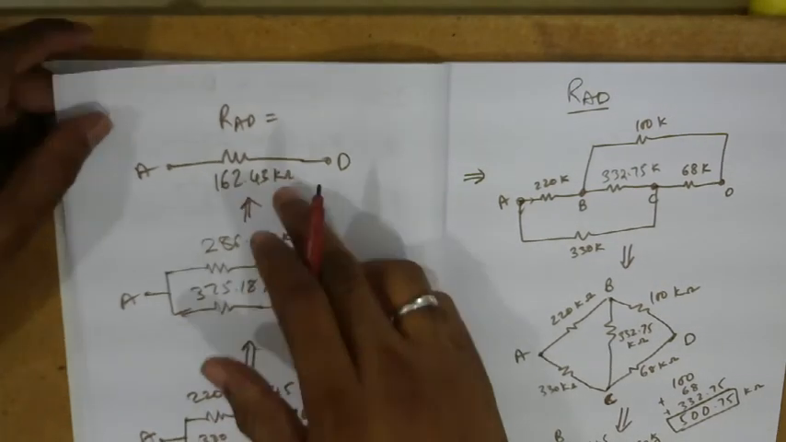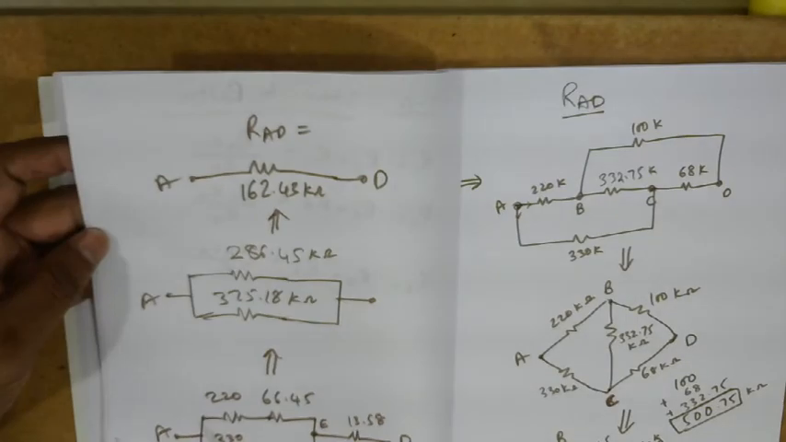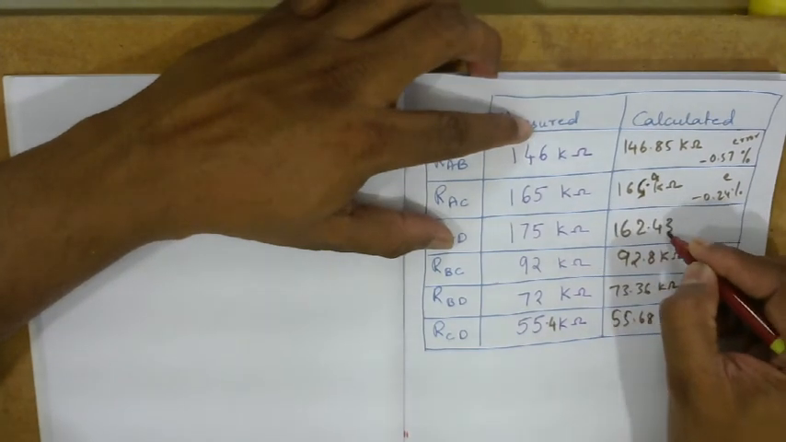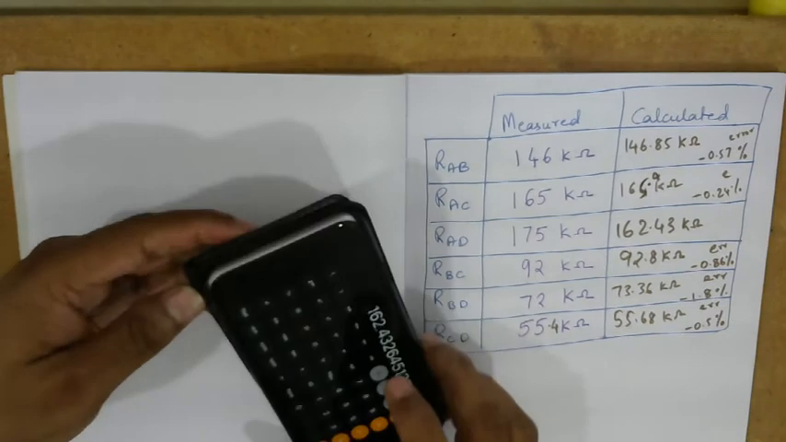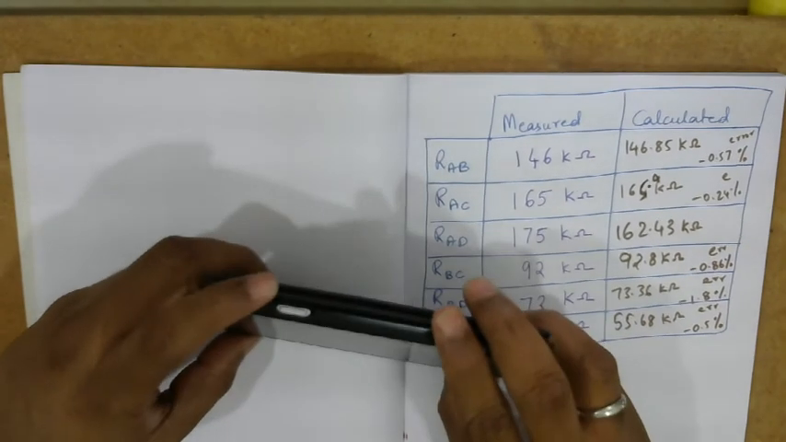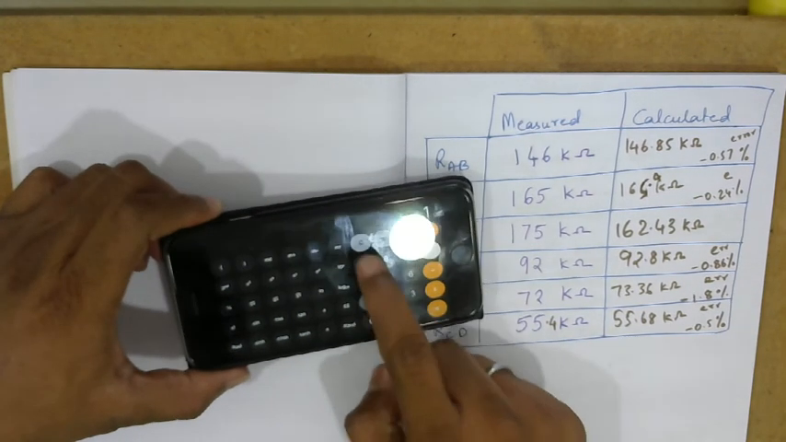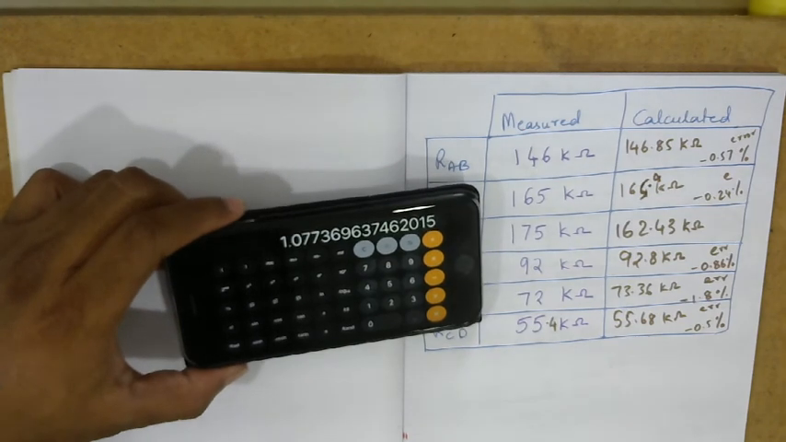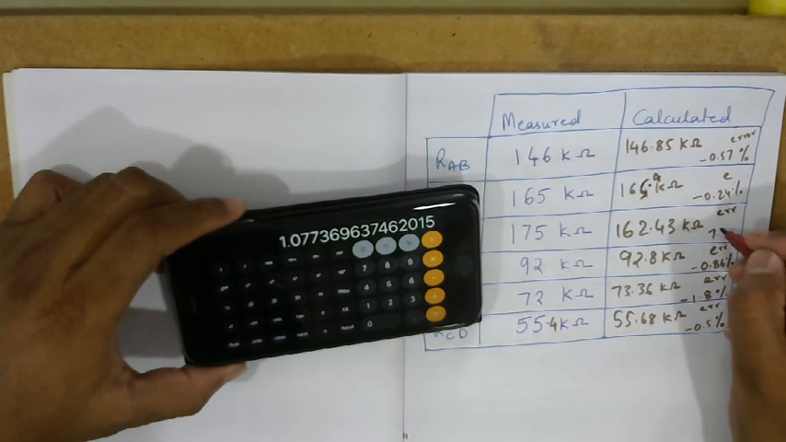So let's see whether it matches with our measured value. Okay. So here I'm getting 162.43, whereas here it is 175. Okay, so here slightly it's not matching. Let's see how much is the error. Okay, so what do I do? I'll just take 1 by x of this and multiply it with 175. Okay, so this is slightly coming to 1.07. Okay, so the error seems to be 7.7% plus.